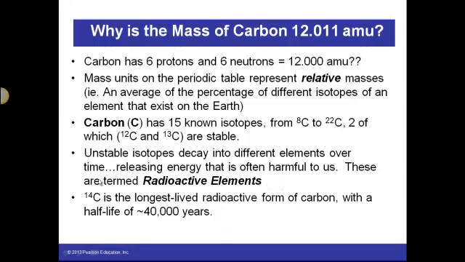One of the radioactive forms of carbon that is found most often on the Earth is C14. It's the longest lived radioactive form of carbon and has a half-life of about 40,000 years. So you can see that radioactive elements don't necessarily decay very quickly, but over a period of 40,000 years, half of the C14 present within a substance is going to decay.